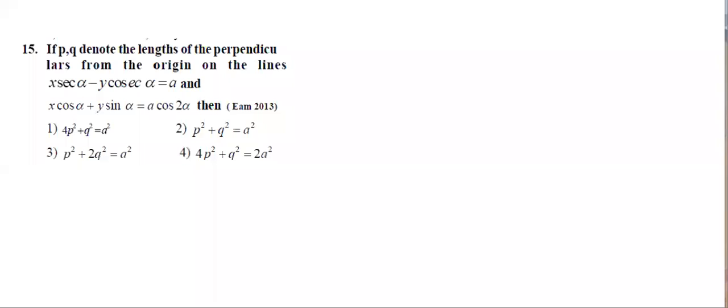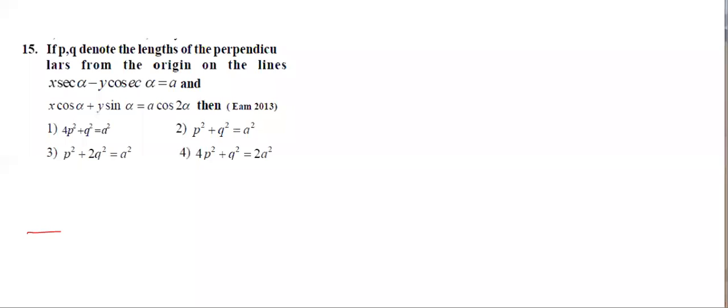See this question. If p, q denote the length of the perpendiculars from the origin on the lines x secant alpha minus y cosecant alpha is equal to a, and x cos alpha plus y sin alpha is equal to a cos 2 alpha. p, q denote the length of the perpendiculars from the origin to the lines. So here I am going to draw the diagram.